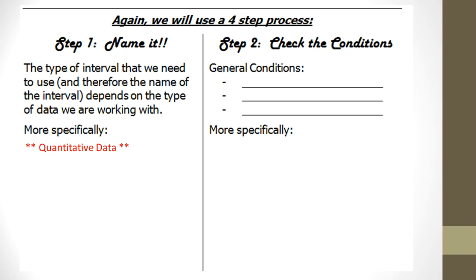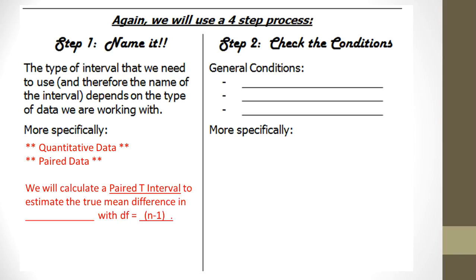Here we're going to be working with quantitative data that is paired. So our interval is called a paired t-interval, and we're going to be estimating the true mean difference between our pairs. Our degrees of freedom is n-1. So for example, if we have 11 pairs of data, degrees of freedom is 10.